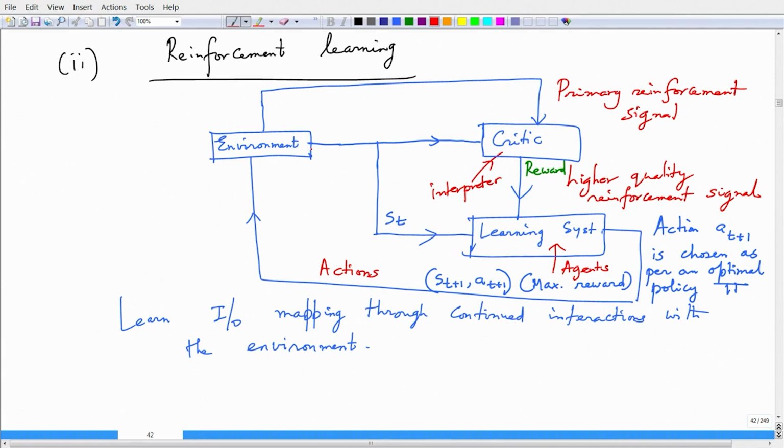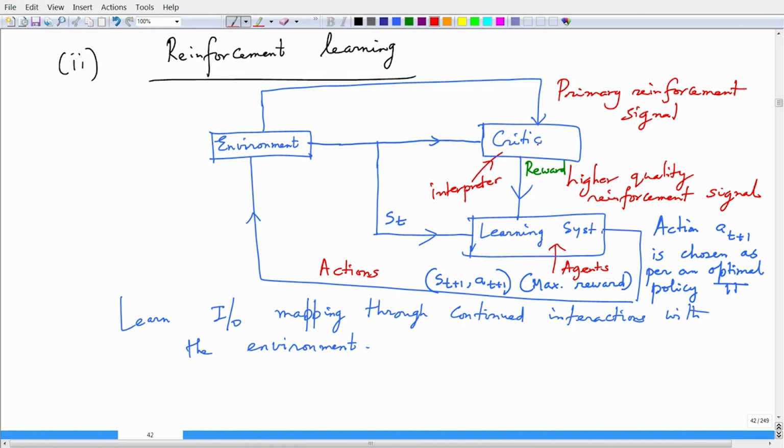We have an environment here. This environment is any environment that we can think of in the context of artificial intelligence, be it learning music, being the terrain or navigation problem, or be it maybe a child learning the environment by sampling things around what he or she sees. The state of the environment is ST, which is given to the critic as well as the learning system. There could be other environmental variables which are also fed to the critic, and we call this the primary reinforcement signal.